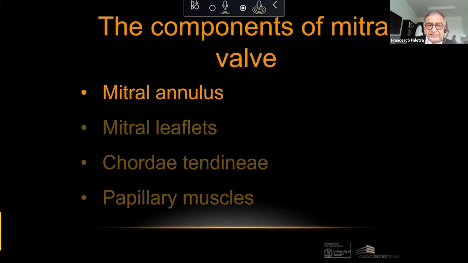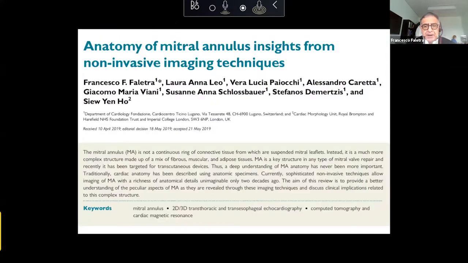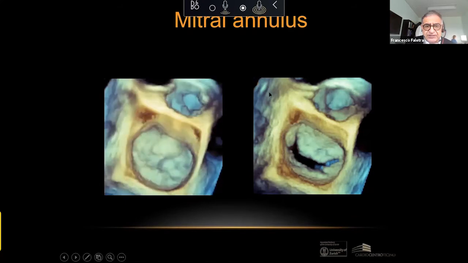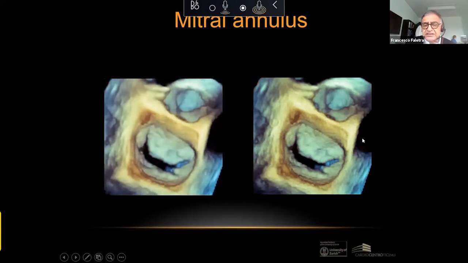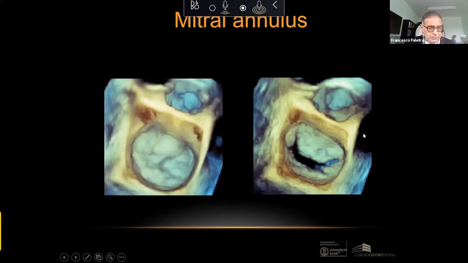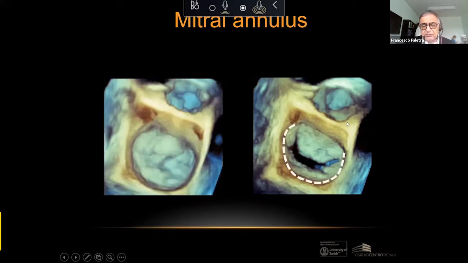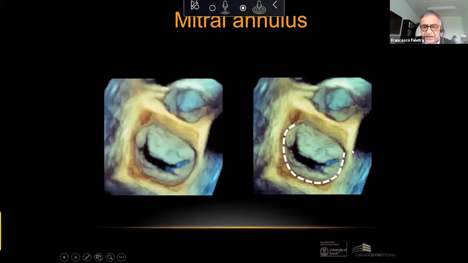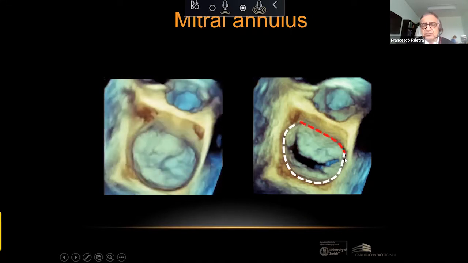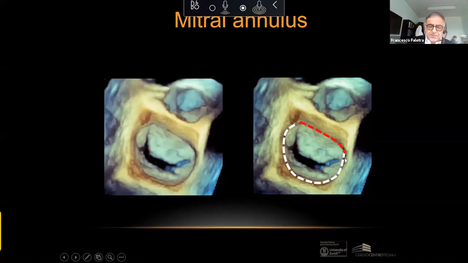Let's start with the mitral annulus. This is a paper I wrote a couple of years ago about the mitral annulus seen from non-invasive imaging techniques. And in this paper, this is the 3D echo, we distinguish two types of annulus: the posterior annulus, which is a kind of curved structure, and the anterior annulus, which is a straight structure.